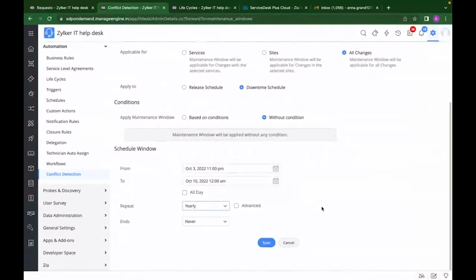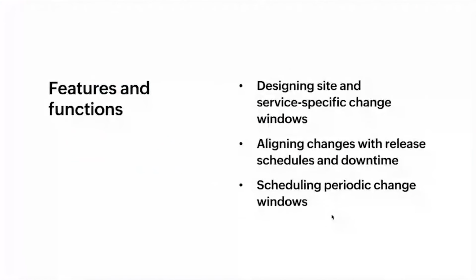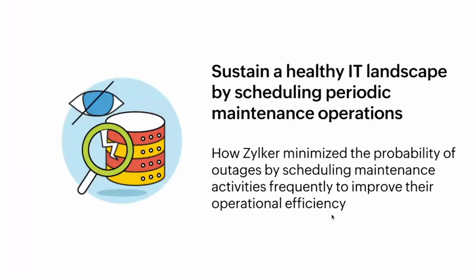So, coming back, we saw how Zilker was able to deploy multiple changes in a synchronous manner by configuring the freeze windows and change windows and scheduling their periodic change windows accordingly. So, next up, we have the preventive maintenance task. We saw that Zilker was struggling to maintain the health of their IT infrastructure, right? So let's see how Zilker was able to automate their preventive maintenance using Service Desk Plus.